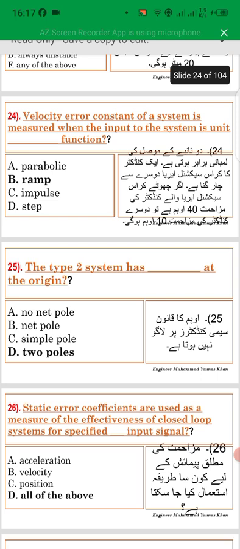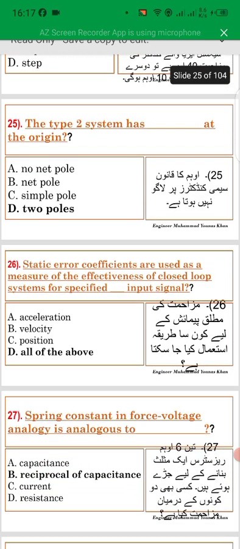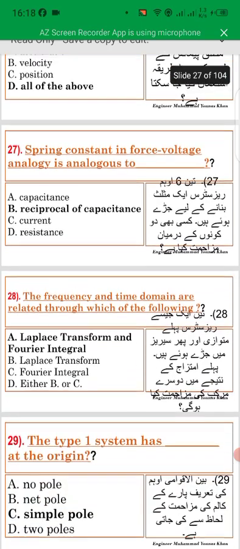Velocity error constant of a system is measured when the input to the system is unit ramp function. The type 2 system has two poles at the origin. Static error coefficients are used as a measure of the effectiveness of closed loop system for specified input signal. All of the above.